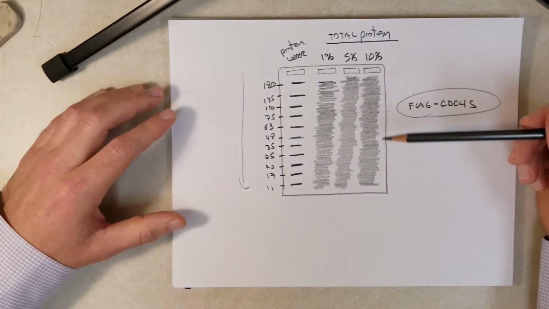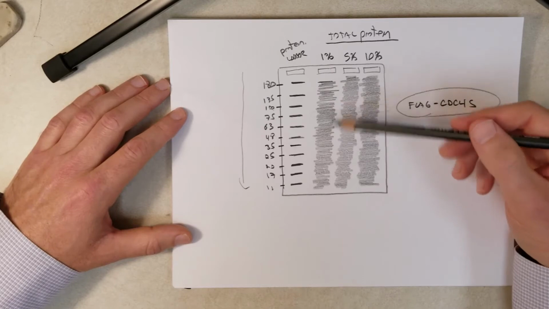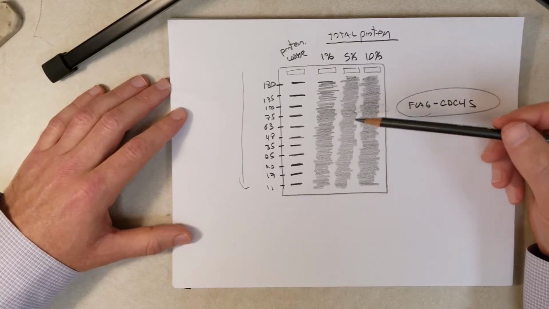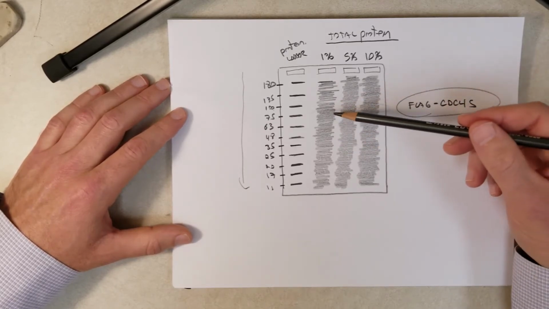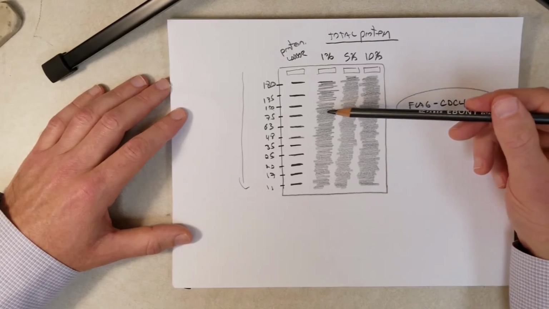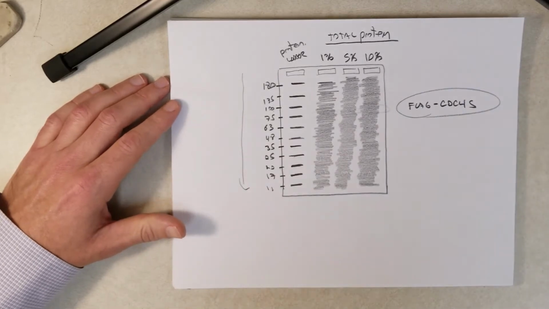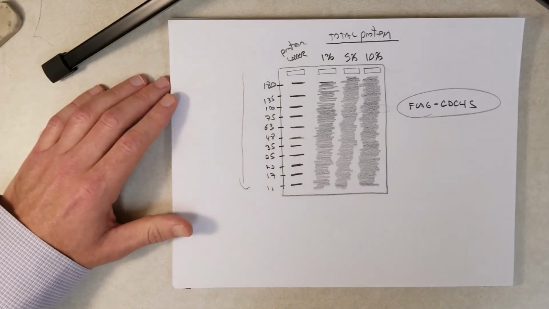So this is where Western blotting becomes very useful, because we don't care about all these proteins in here. We only need to know how much of the flag CDC45 protein is found here, how much is found here, and how much is found here. So Western blotting can be used to do that.